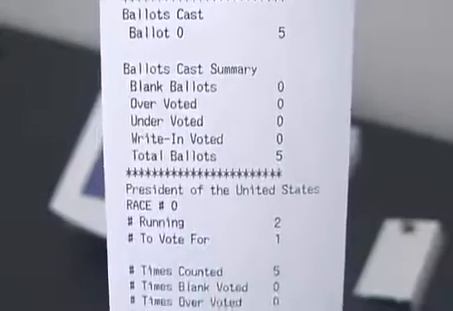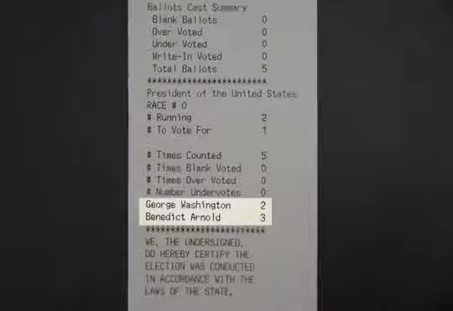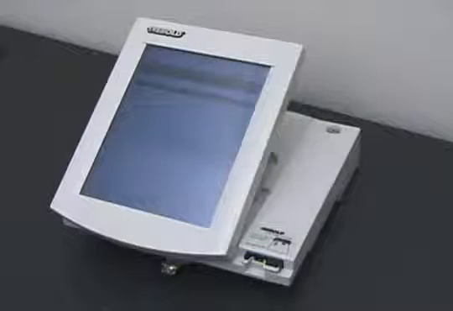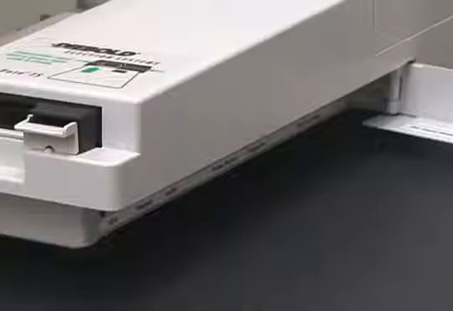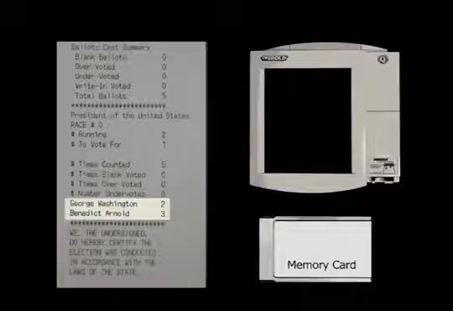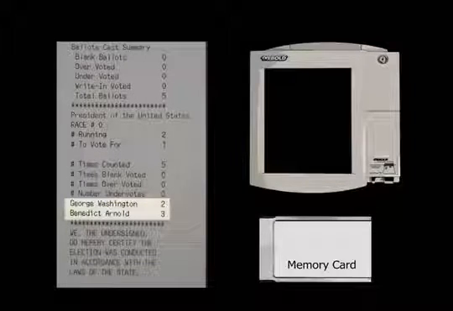The tape shows that Benedict Arnold won the election, 3 votes to 2. This result is incorrect. Malicious software stole votes from George Washington and gave them to Benedict Arnold. The voting machine recorded the election results on its internal memory and on a removable memory card. A poll worker opens the side of the machine and removes the memory card. The memory card, when examined by technicians, also shows that Benedict Arnold won the election 3 votes to 2. Every record kept by the voting machine shows the same fraudulent result.